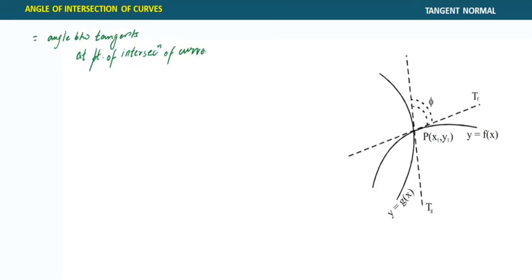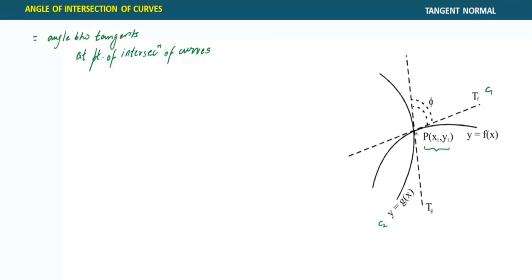So I have drawn a diagram in front of you. Let's say this is curve 1, which is called f(x), the C1 curve, and this is the C2 curve, which is the g(x) curve. They intersect at a point P, and the point P is given by (x1, y1). This can be given to you, or you will be required to find this point. Anyway, it could work around.